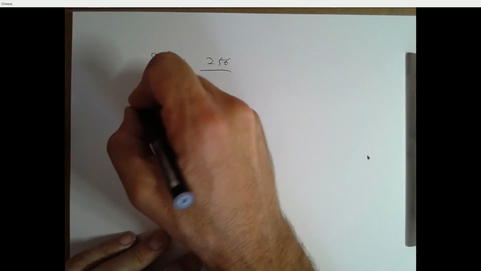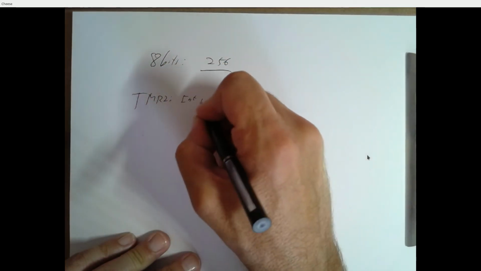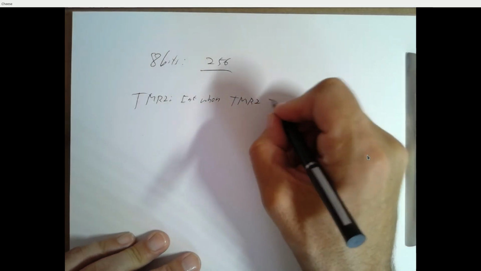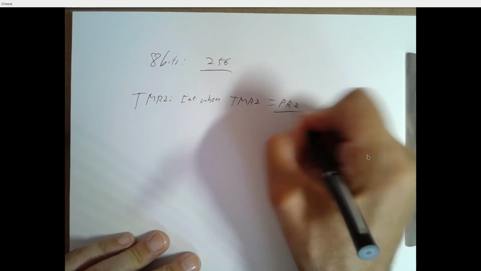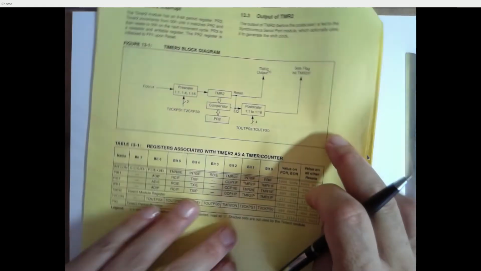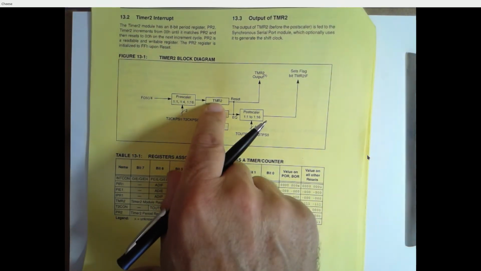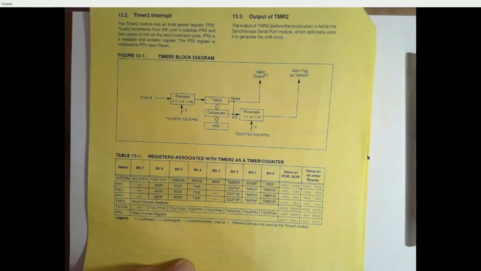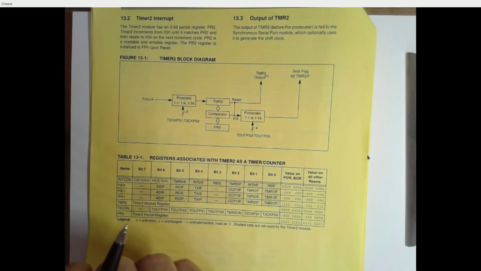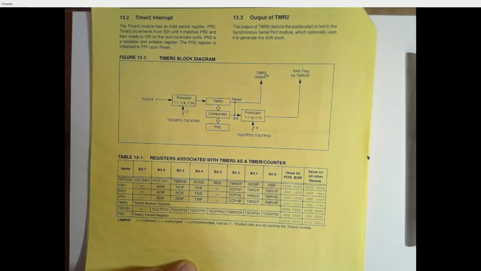Timer 2 is different. Timer 2 generates an interrupt when the timer 2 register is equal to another special function register called PR2. It's a preset register. So we can load any value we want into PR2. Timer 2 increments each time that the instruction cycle ticks, modified by the prescaler. But when timer 2 is equal to PR2, that's when the interrupt occurs.